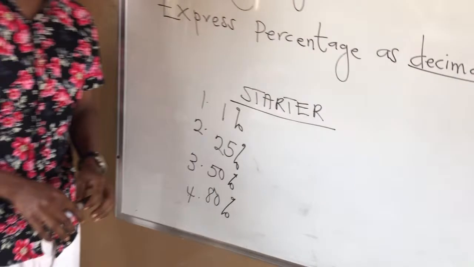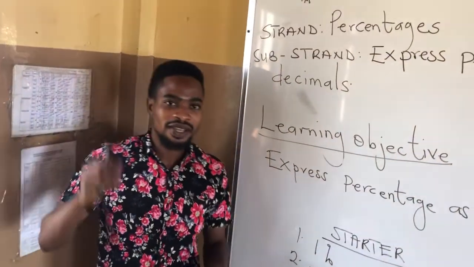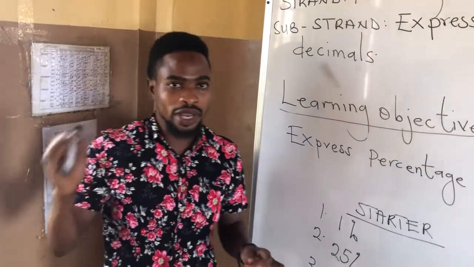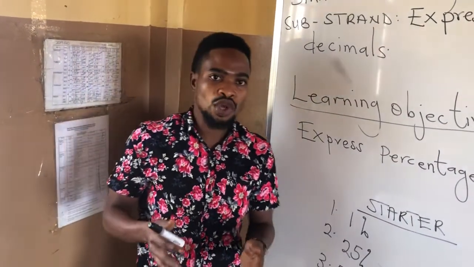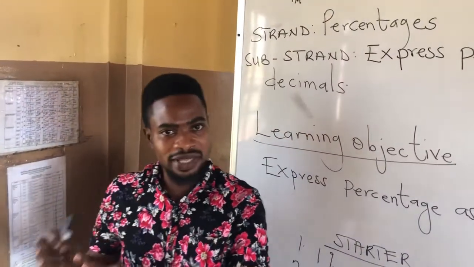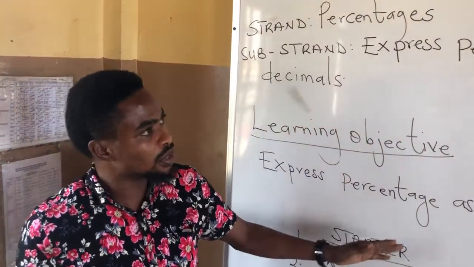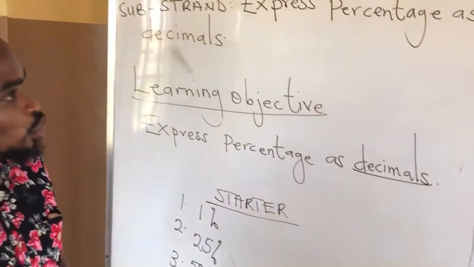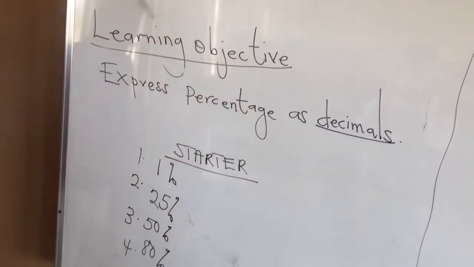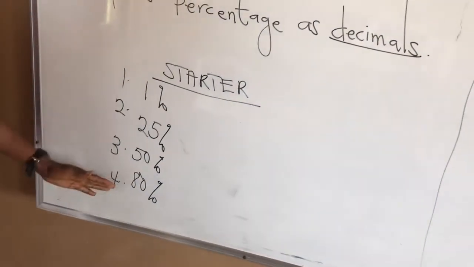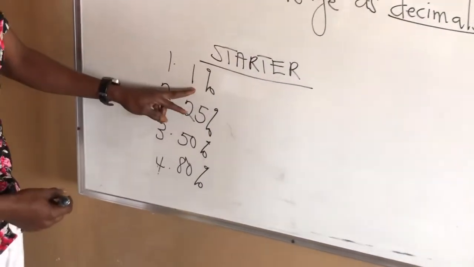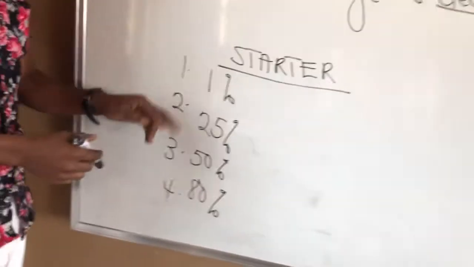Now in our previous lesson, we learned how to express a percentage as a fraction and also to reduce it to its lowest term. We also learned how to express fractions as percentages, right? Today we shall look at how to express percentages as decimals. First of all, to get this done, what do we do? In the first place, we change it into a fraction.